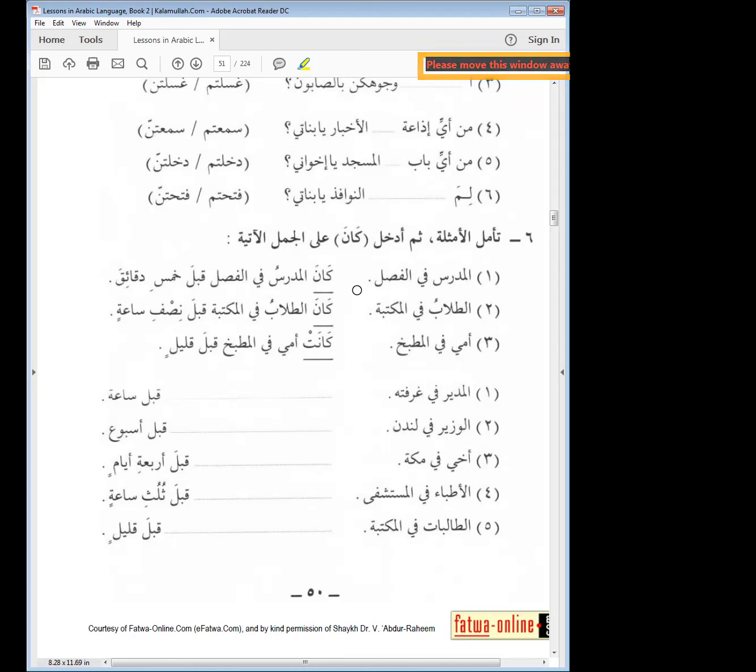Why is that important? That is important because kana affects the words coming after it in terms of the case. In a normal nominal sentence, the mubtada will be in the case of rafa', or nominative case, all right? And the khabar will also be in the nominative case. So both mubtada and khabar will be nominative case. However, when kana is put into the sentence, the mubtada stays as nominative, but the khabar now becomes accusative. Now becomes accusative, right?